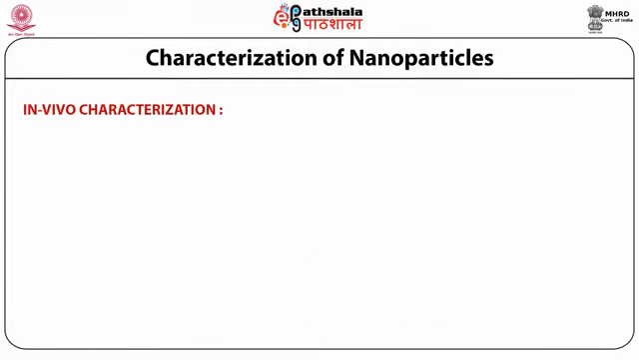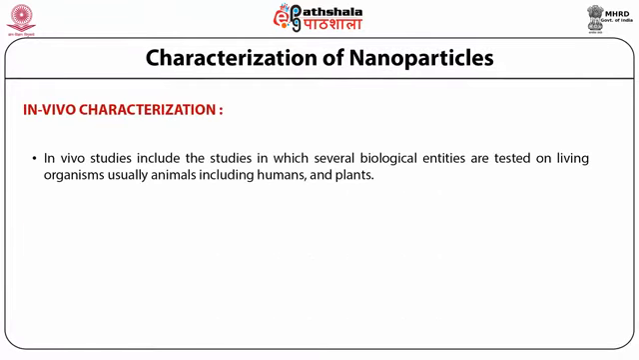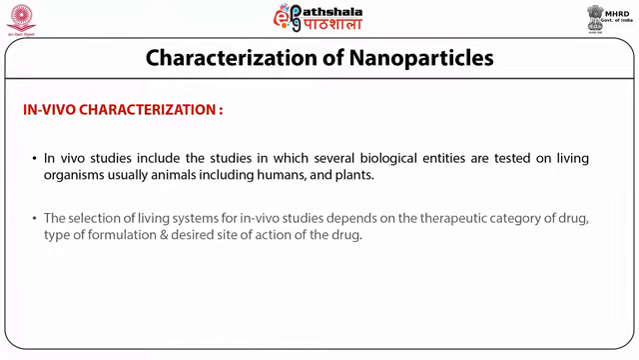In vivo characterization. In vivo studies include the study in which several biological entities are tested on living organisms, usually animals, including human and plants. The selection of living systems for in vivo studies depends on the therapeutic category of drug, type of formulation, and desired site of action of the drug.